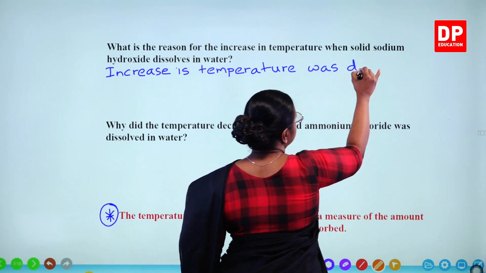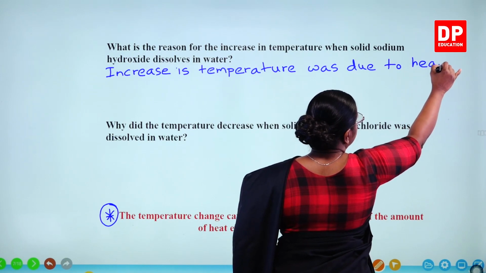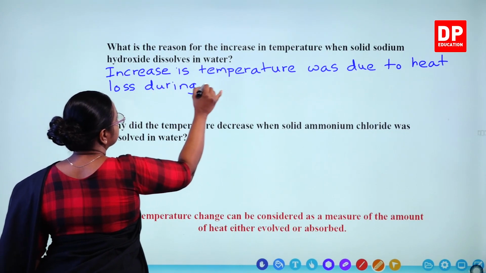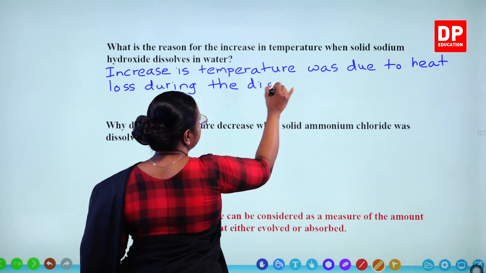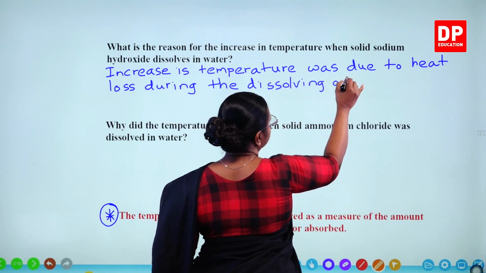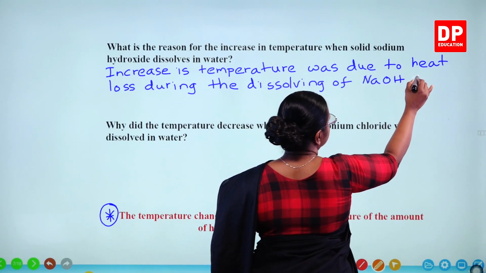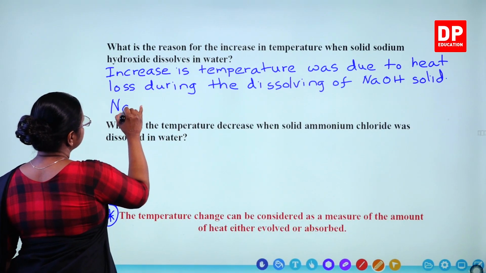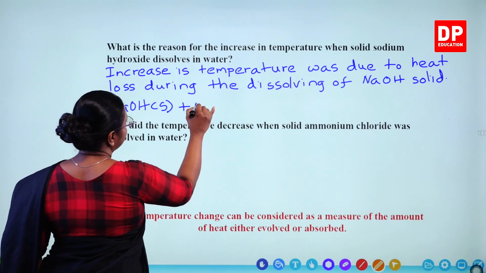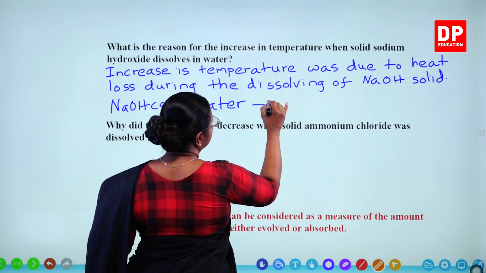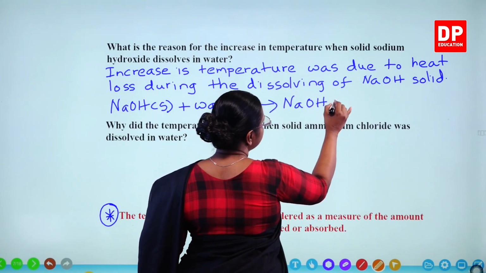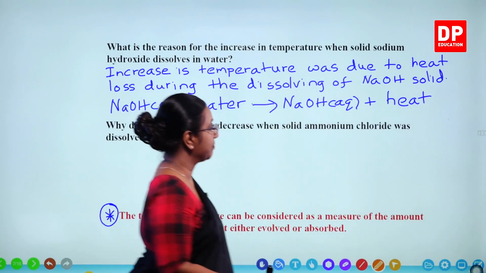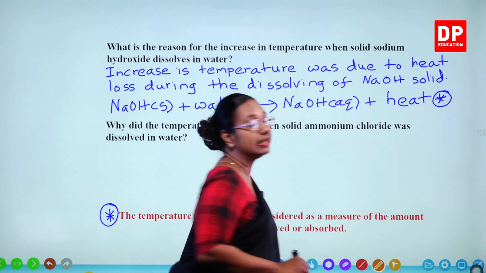was due to heat loss during the dissolving of NaOH solid. So if we try to represent this, we had the sodium hydroxide solid, then we had water, then we got the sodium hydroxide solution. In addition to that, heat was evolved. That is important. That is why the temperature increased.